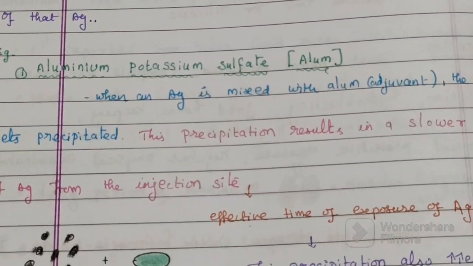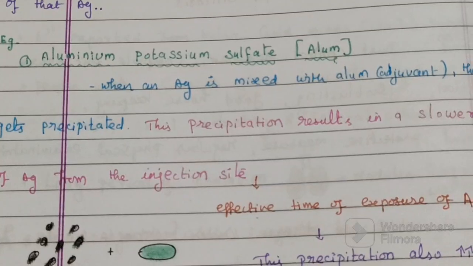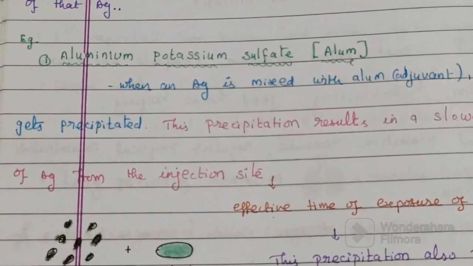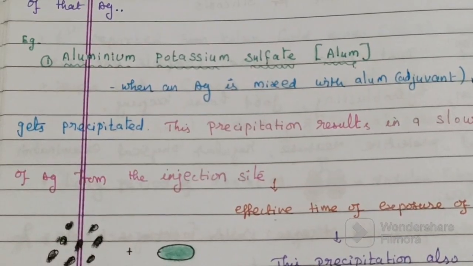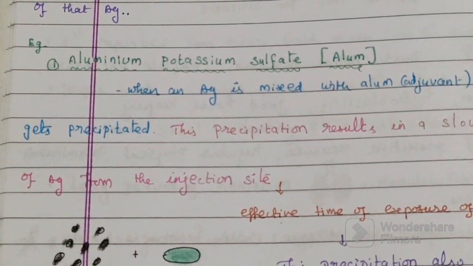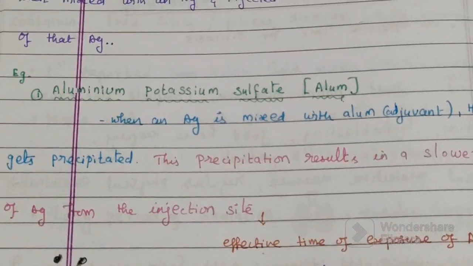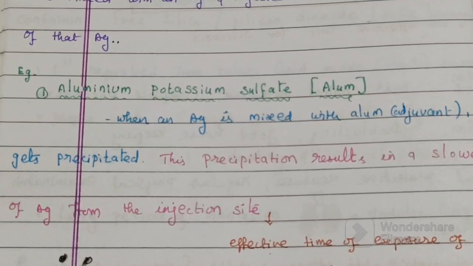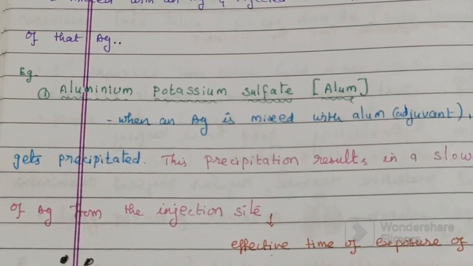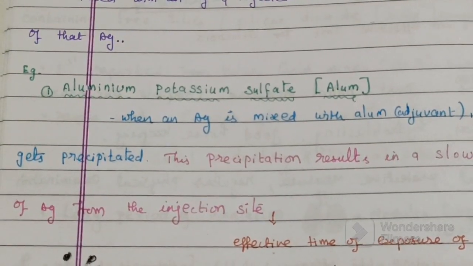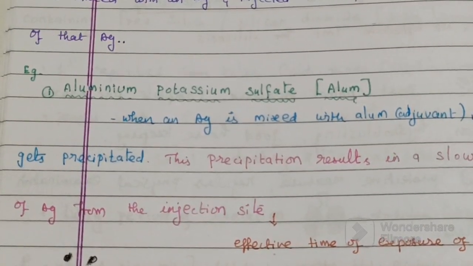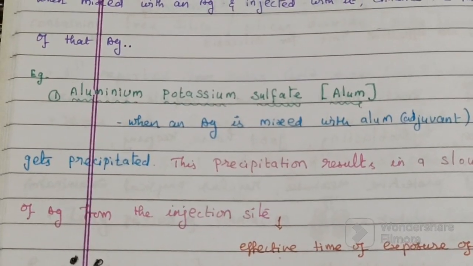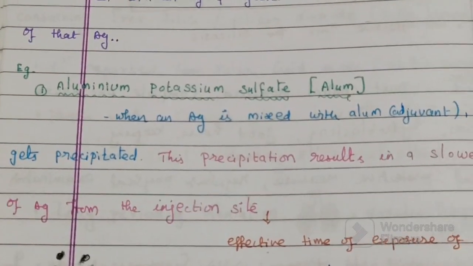Because sometimes the antigen alone is not enough to boost the immune response. In that case, we use an adjuvant along with the antigen to enhance the immunogenicity of that antigen.